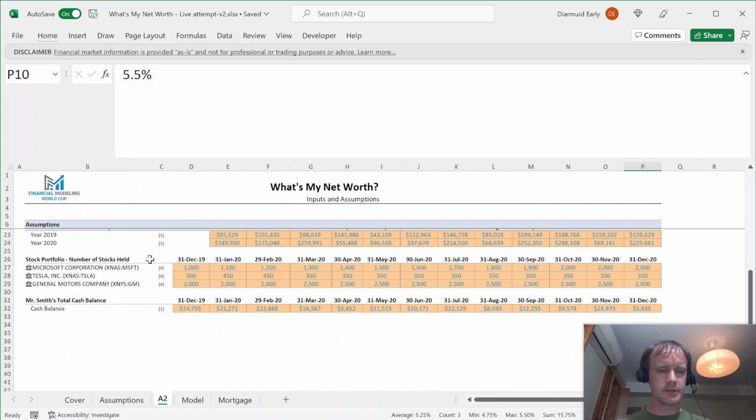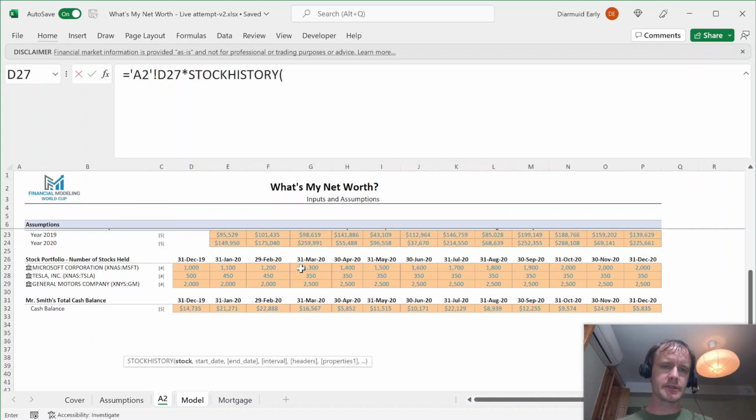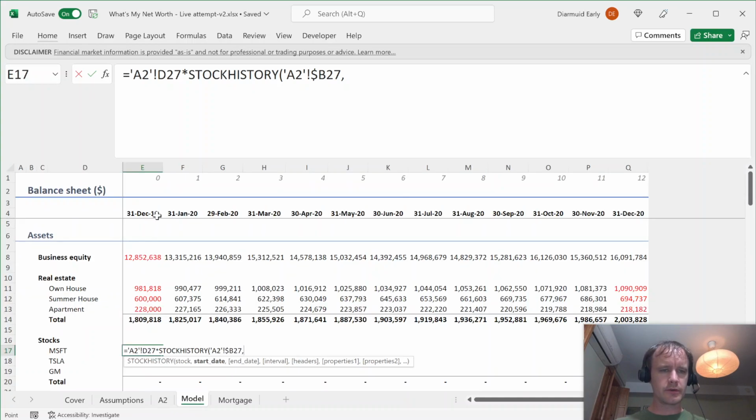We've already got our tickers here. So I'm going to take the number of stocks we have times the value, and we're going to get that using the stock history function. That's why I converted these into stock data types. So I'm going to lock in the column. Start date, I guess I'll come back over here, be a little more proper, $4.